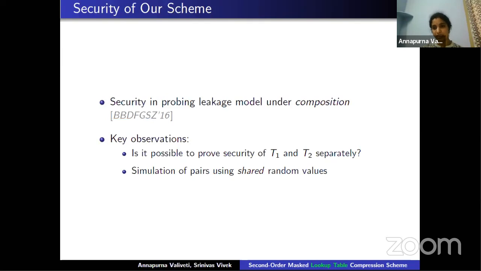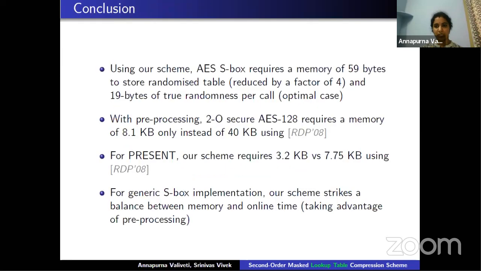When it comes to the security of our scheme, we prove the security in the probing model with composition. The key observation I would like to highlight is, since the scheme is divided into offline and online constructions, is it possible to prove the security of T1 and T2 separately? It is not, since we have common randomness across T1 and T2. So the S-box itself is considered as a gadget. The crux of the proof lies in showing the simulation when a shared set of random values is used. We cannot simply use the one-time pad argument in this particular case. So this particular argument is a bit complex. Finally, I would like to conclude with our results.